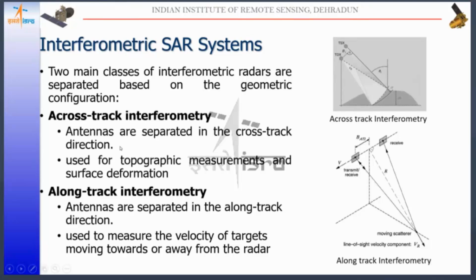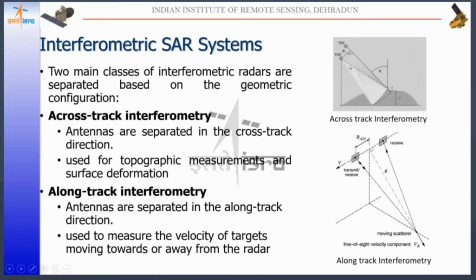So basically in this webinar, I am talking about the derivation of the DEM. Then we will concentrate more on the across track interferometry, and it is a repeat pass interferometry. It means if the sensor is observing a scene from two different orbits, then it is a repeat pass interferometry. And because we are interested in the DEM derivation, it is called the across track interferometry.